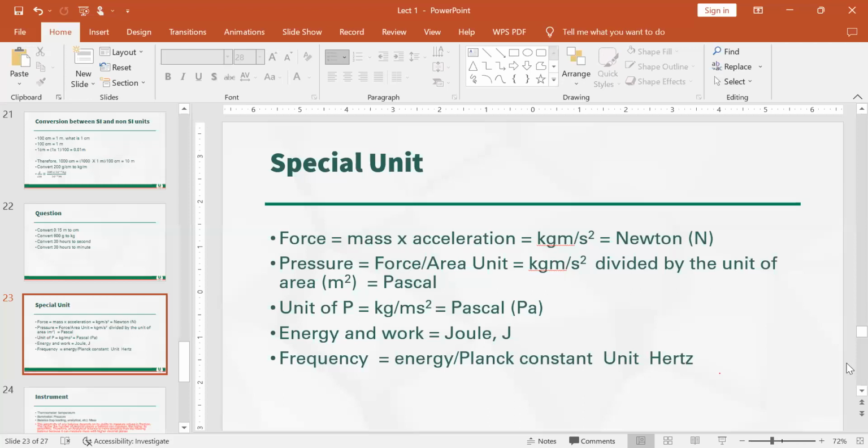So special units: force, equal to mass times acceleration, and its unit is Newton. We speak about Pascal for unit of pressure. We have Joule for unit of energy and work, and we have Hertz for unit of frequency.